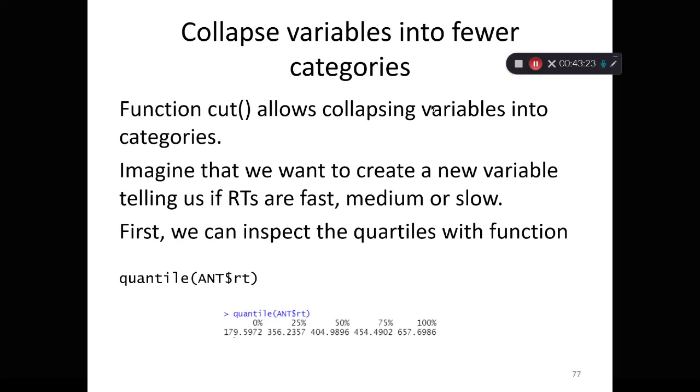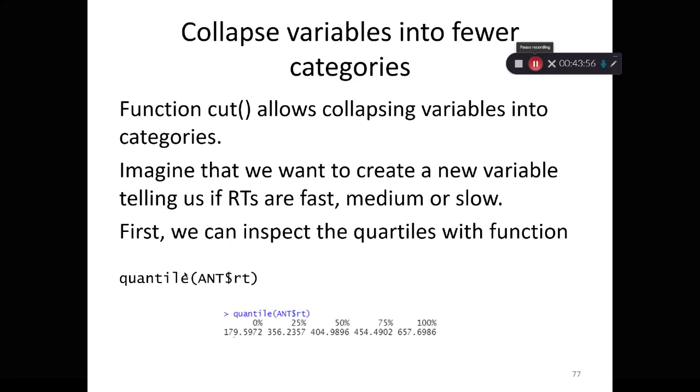Okay, something that requires learning a new function is collapsing variables into fewer categories. What does this mean? Imagine that you want to create a new variable that tells us if the reaction time in a certain trial is fast, or medium, or slow. Well, we want to drop all the information about the specific reaction time and only divide it into three classes: fast, medium, and slow. Well, let's do this.